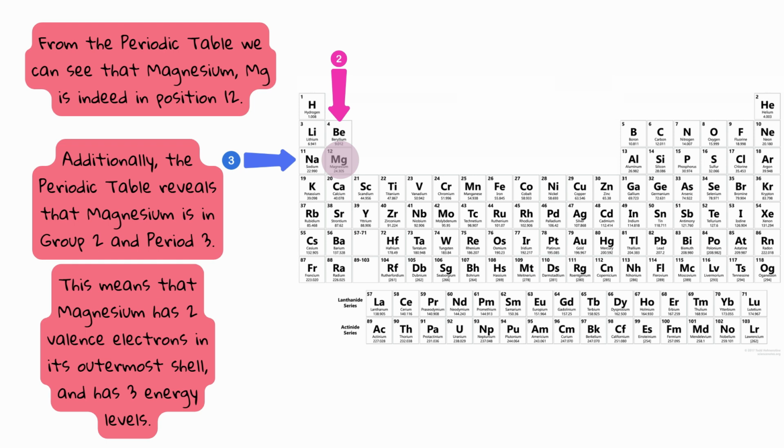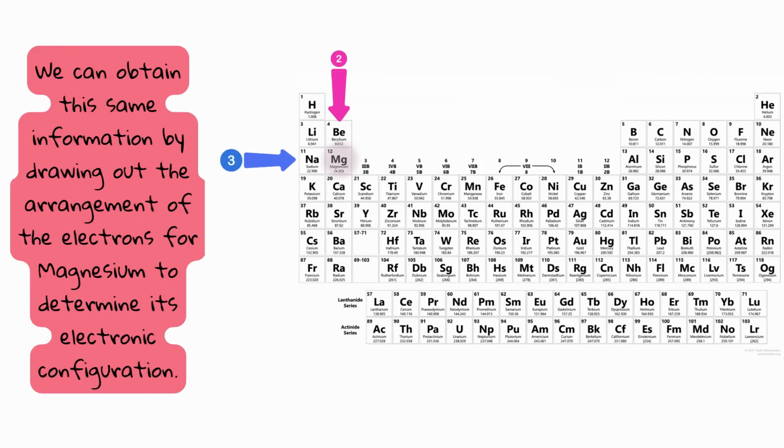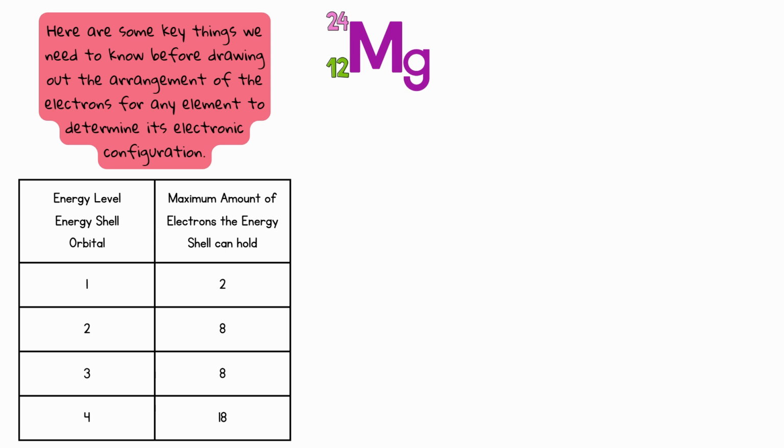Additionally, the periodic table reveals that magnesium is in group 2 and period 3. This means that magnesium has 2 valence electrons in its outermost shell and has 3 energy levels. We can obtain the same information by drawing out the arrangement of the electrons for magnesium to determine its electronic configuration.